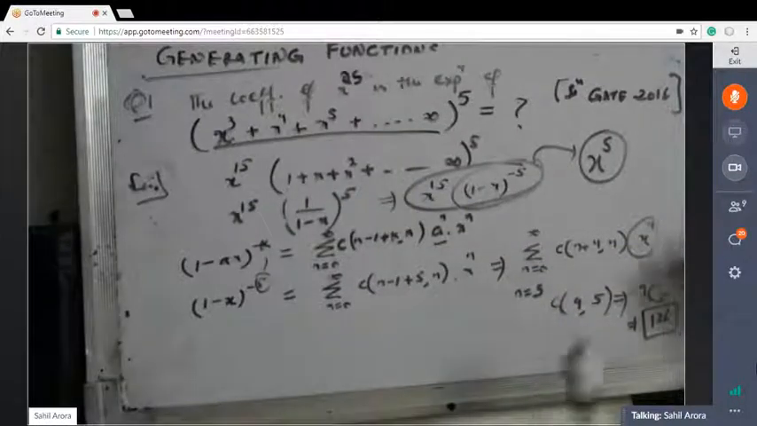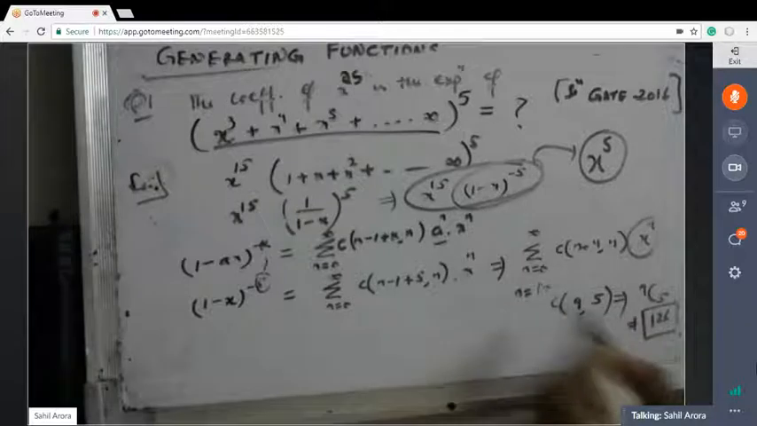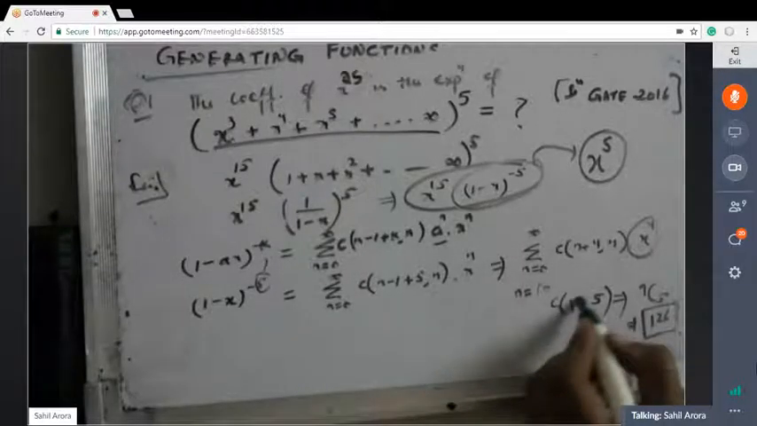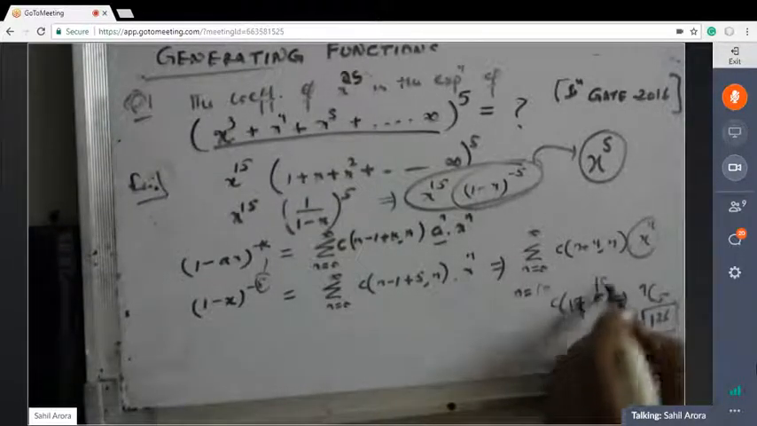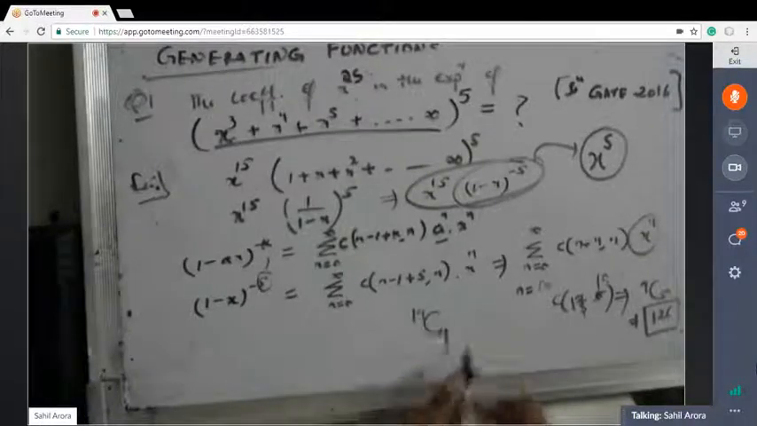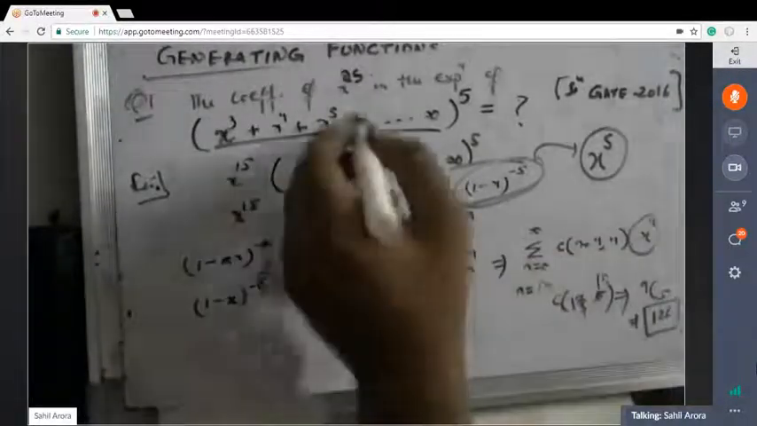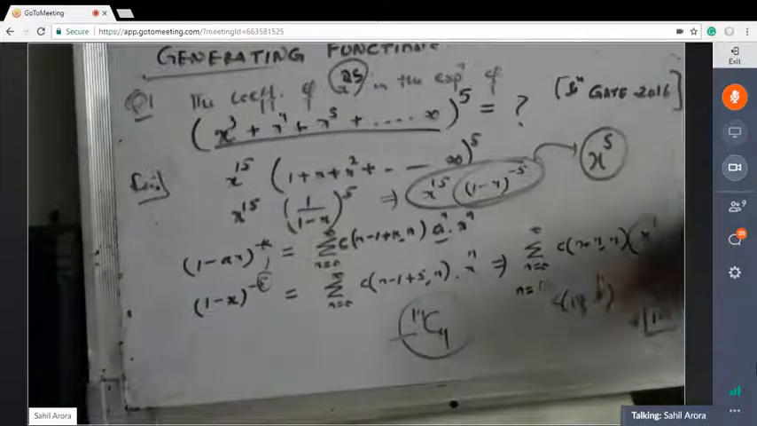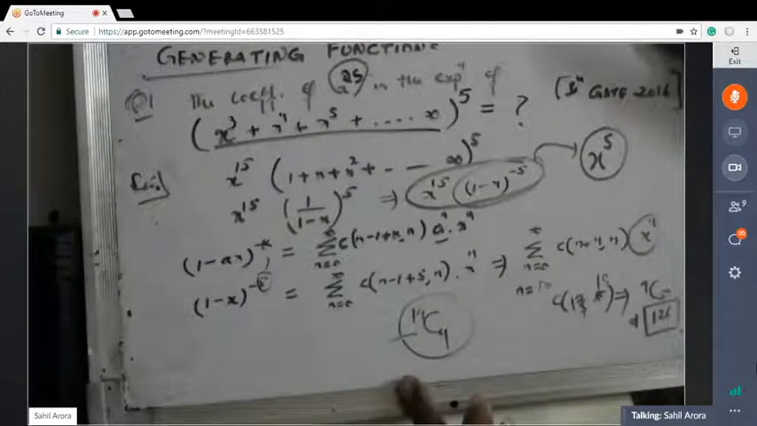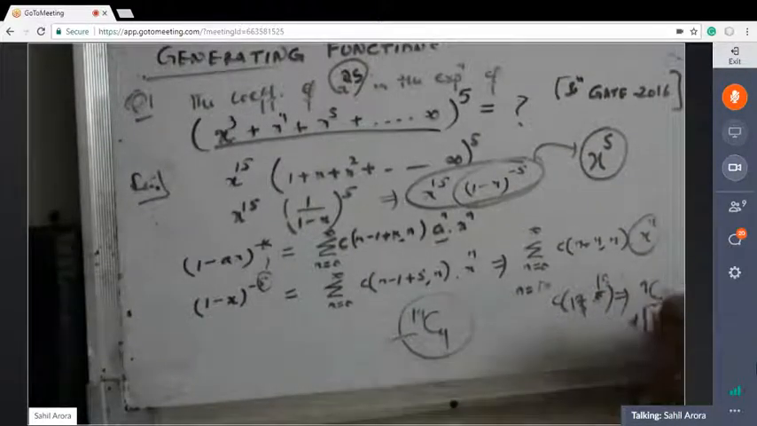So here, n would be nothing but 10. So we can just put n equal to 10. So 10 plus 4 will become 14. This will become 14C10, which is 14C4. We can solve 14C4 to get the coefficient of x to the power 20. So we can solve any equation with the help of the generating function concept also, right? Okay.